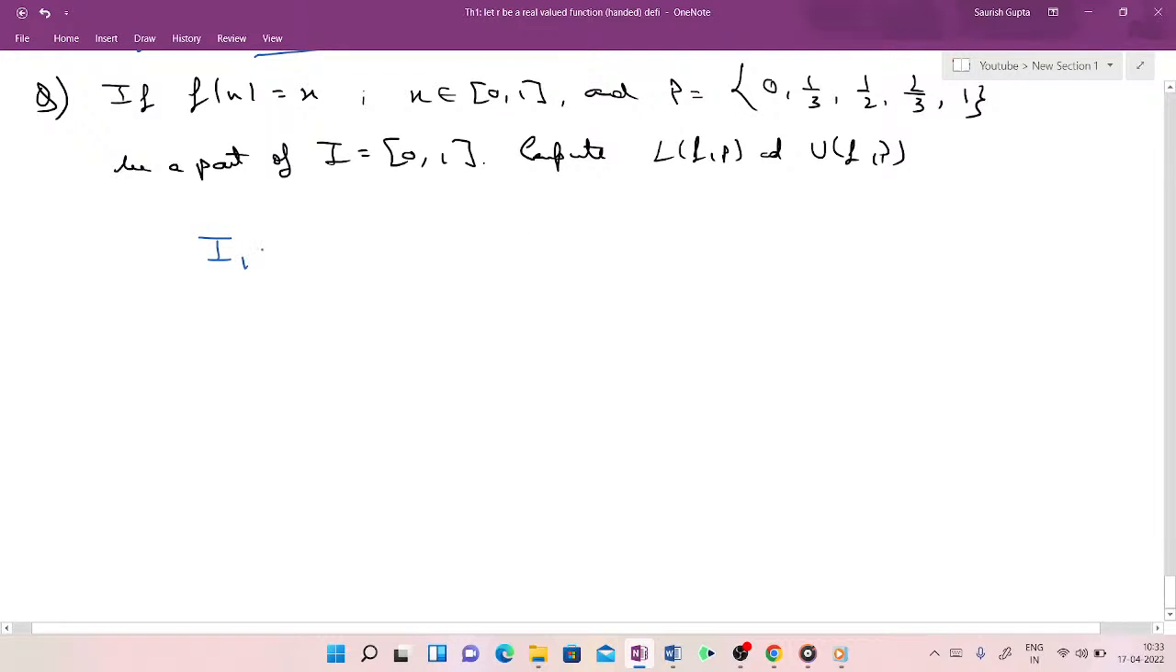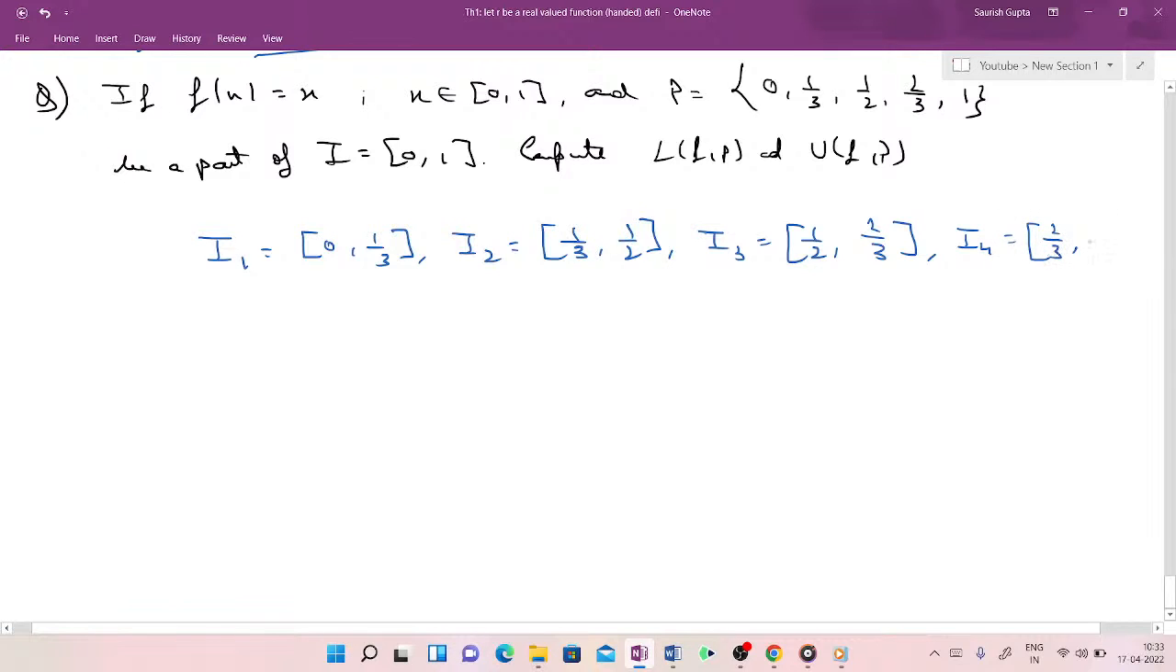So let us write the sub intervals. I1 can be written as 0 to 1/3. I2 is the sub interval 1/3 to 1/2. I3 is the sub interval 1/2 to 2/3, and I4 is the sub interval 2/3 to 1. So these four sub intervals are present. Now what we need to do is check the greatest lower bound and the least upper bound of the function in these intervals, right?